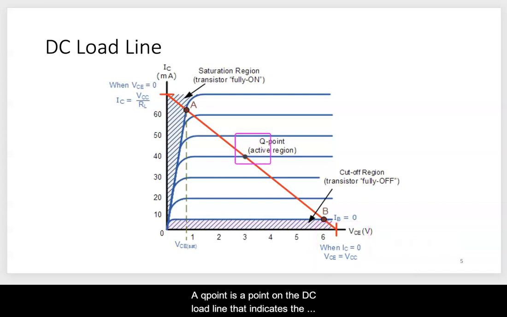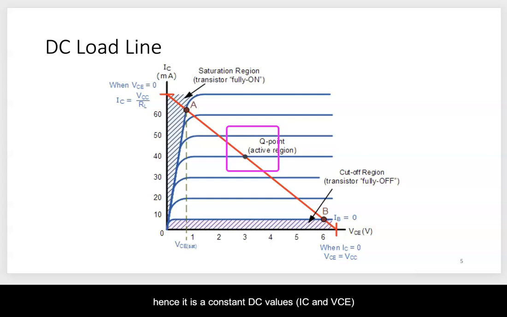A Q point is a point on the DC load line that indicates the values of VCE and IC for an amplifier to rest. It means that when a transistor does not have an input signal, its output rests at a specific point on the DC load line, hence it is a constant value, which is IC and VCE. The Q point can be easily determined when the DC load line is superimposed on the collector curves of a transistor. The Q point is where the load line intersects the appropriate collector curve.